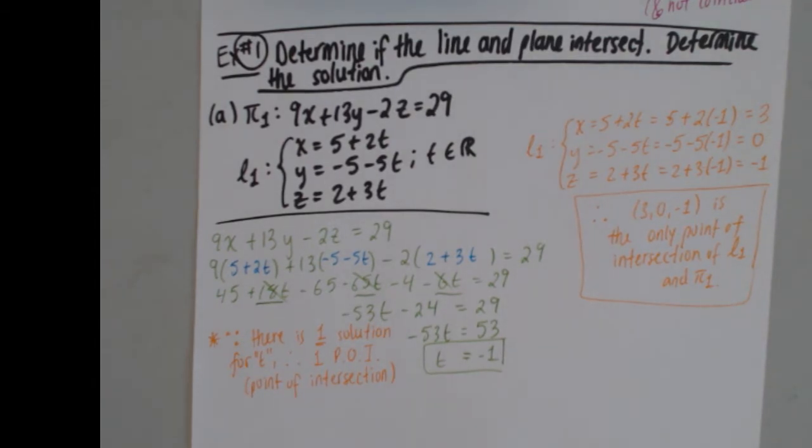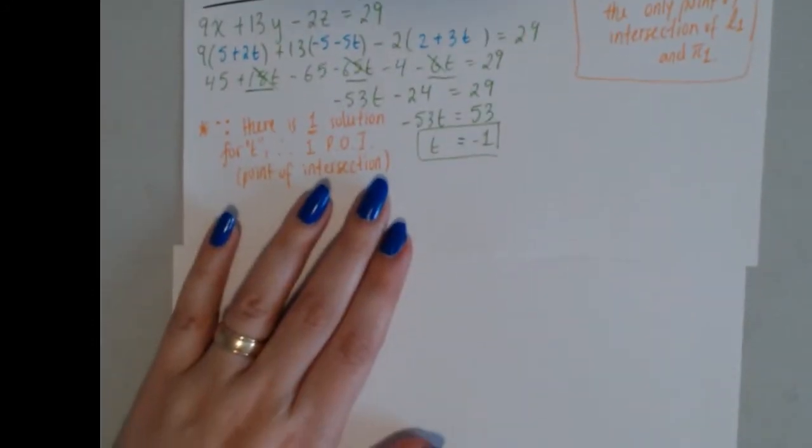Okay, so now we're going to move on to part B. Same thing, determine if the line and the plane intersect, and then determine the solutions.